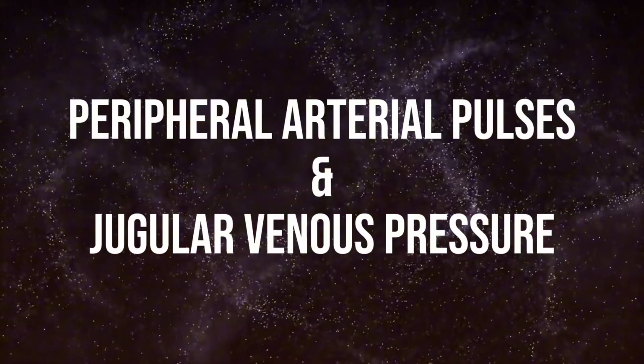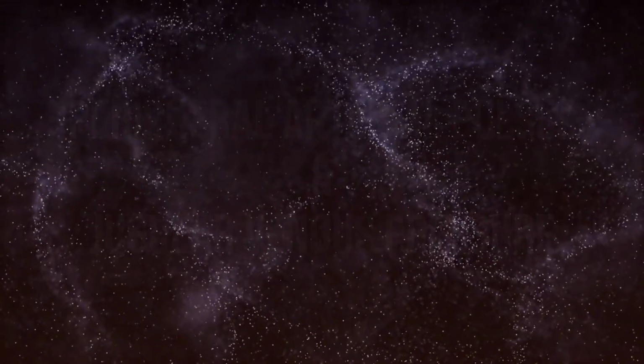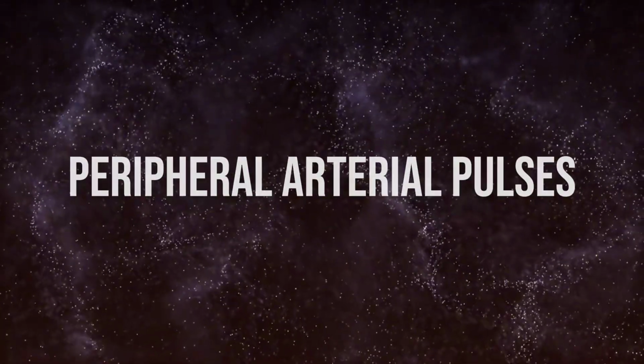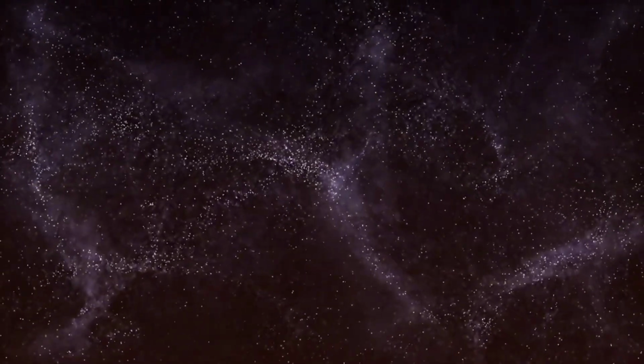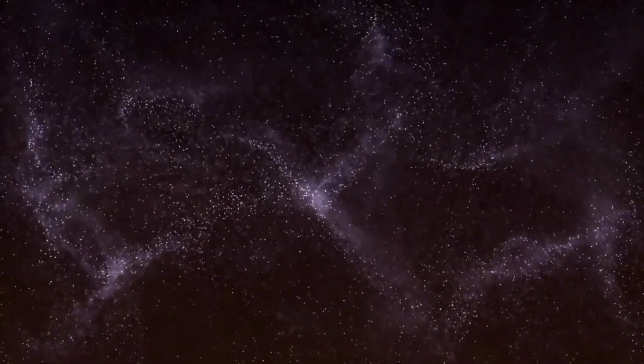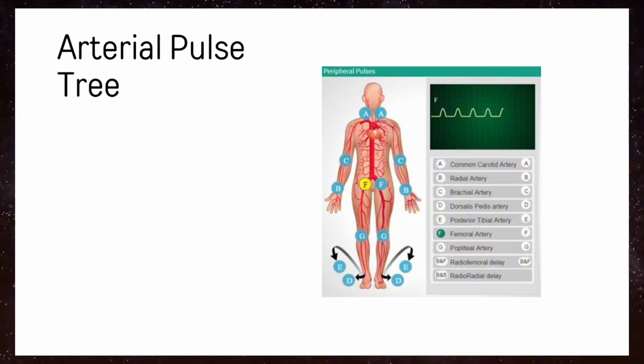Peripheral arterial pulses and jugular venous pressure. We'll start by talking about the peripheral arterial pulses. Before we begin, it is important to know where each pulse is located. This diagram shows where all the arterial pulses can be felt throughout the body.